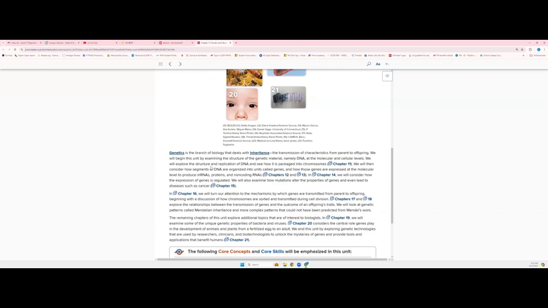And then we're going to talk about how chromosomes are sorted and transmitted during cell division, right? We're going to talk about the relationship between the transmission of the genes and the outcome of the offspring's traits. We're going to talk about the genetic pattern, a very important model called the Mendelian inheritance model. And how does this model work? And we're going to talk about bacteria and viruses, their unique genetic information.